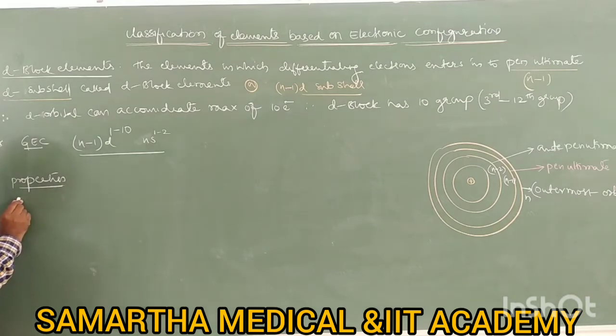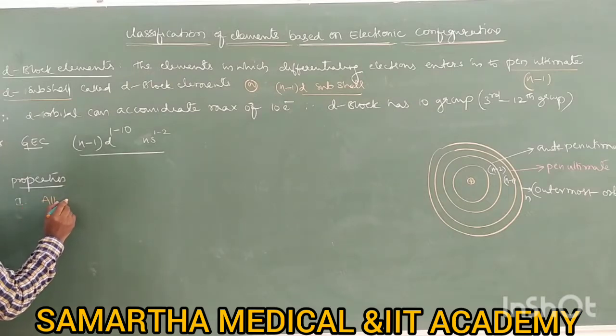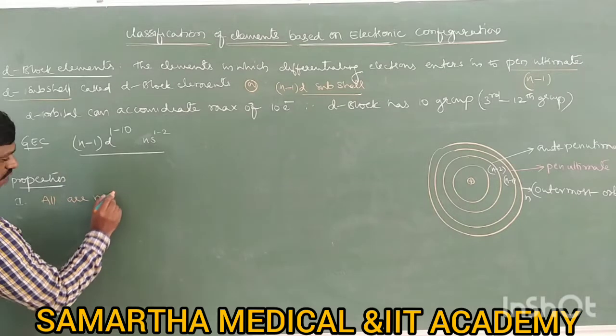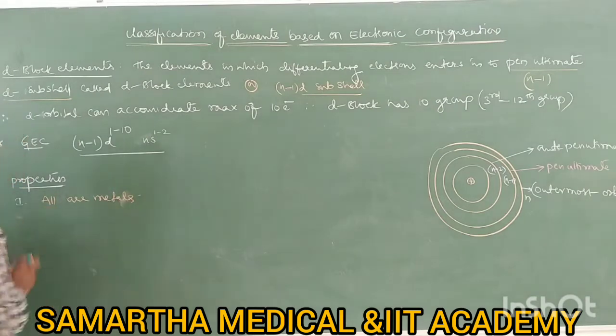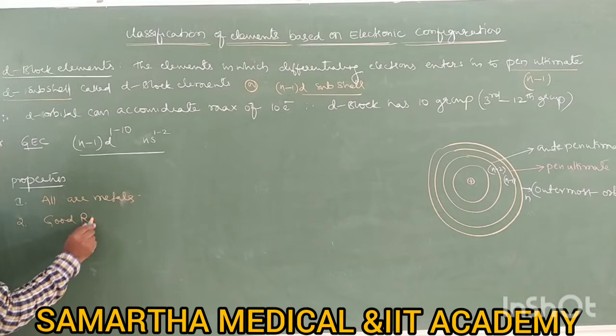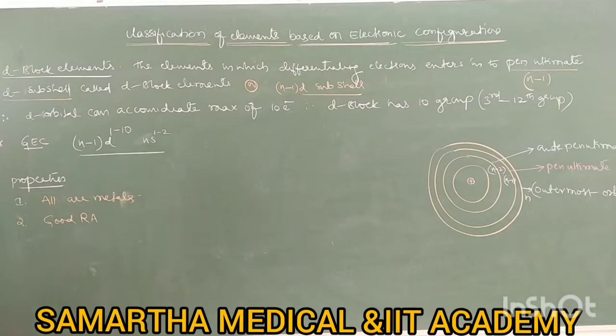1. See, all d block elements are metals. There is no single element that is a non-metal. So therefore all d block elements are metals, they are having metallic properties. Next, 2. Of course we know that metals are good reducing agents. Generally metals are good reducing agents, therefore these are good reducing agents. What are reducing and oxidizing agents? We will study in the hydrogen topic.